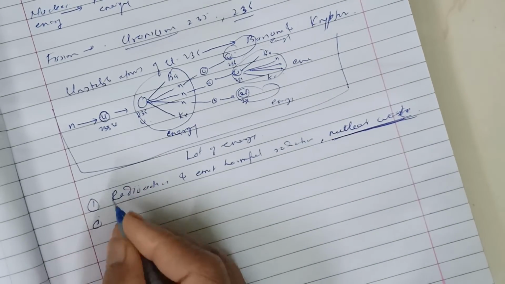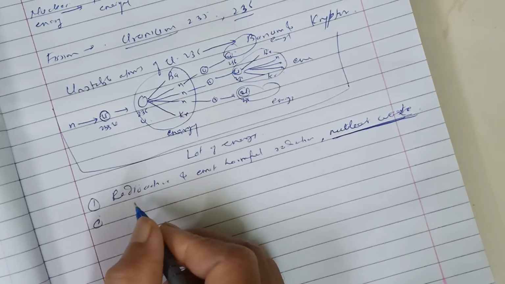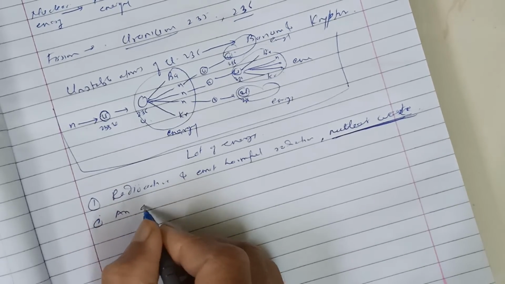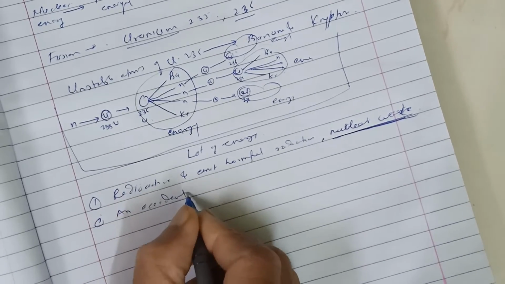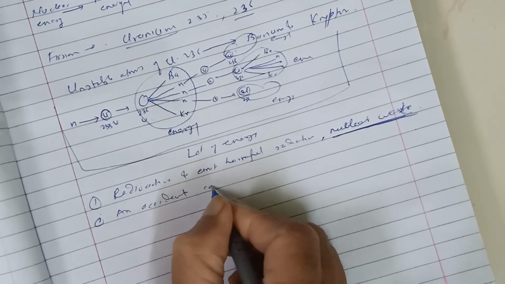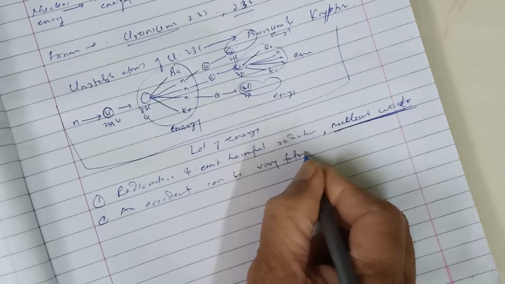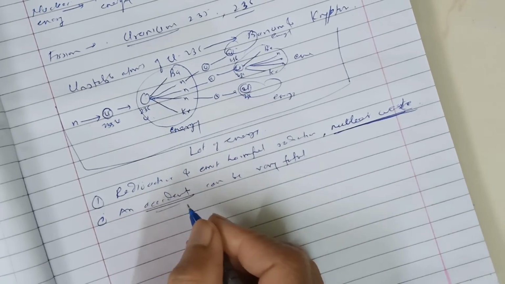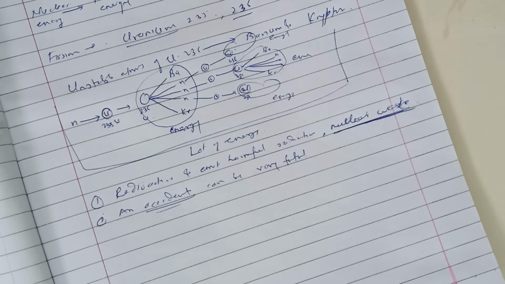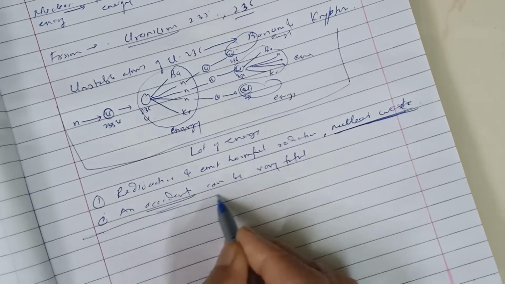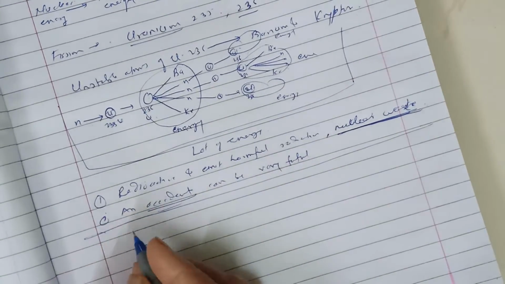Then the second one is that if there is an accident, an accident can be very fatal, because by these accidents the radioactive rays or harmful radiation are released into nature, and that will affect every organism. Okay, so these are also dangerous for every living organism.